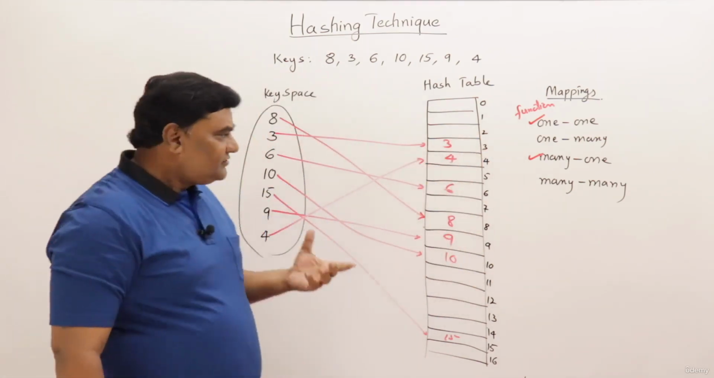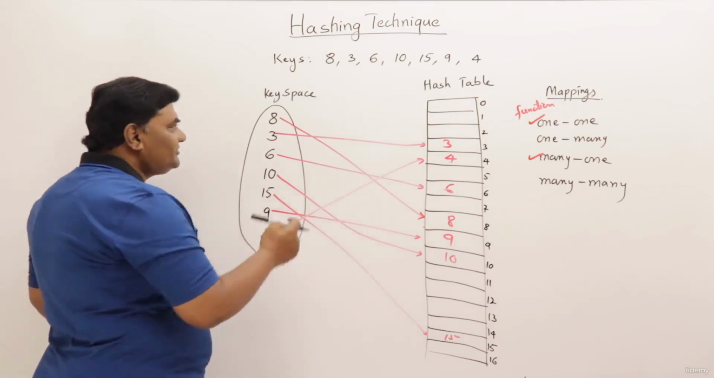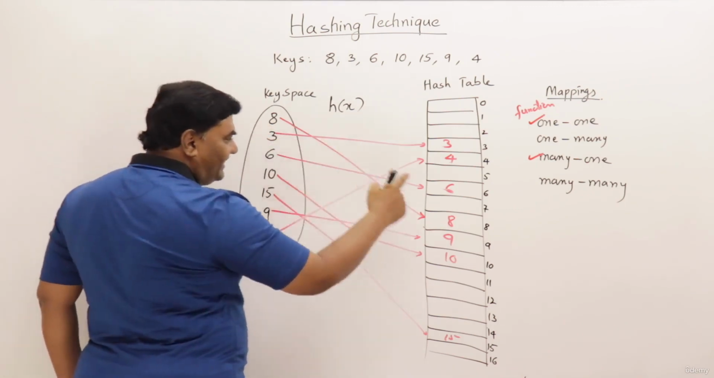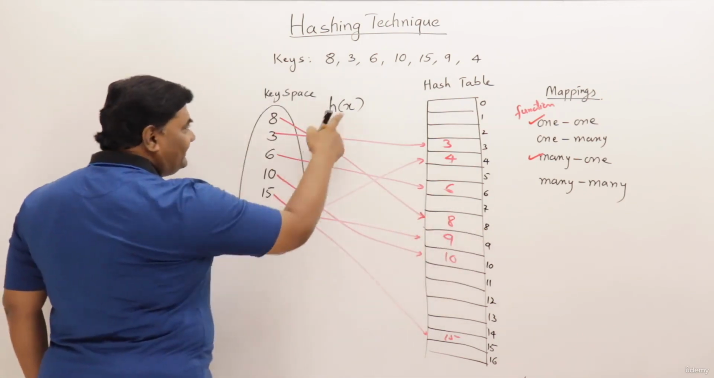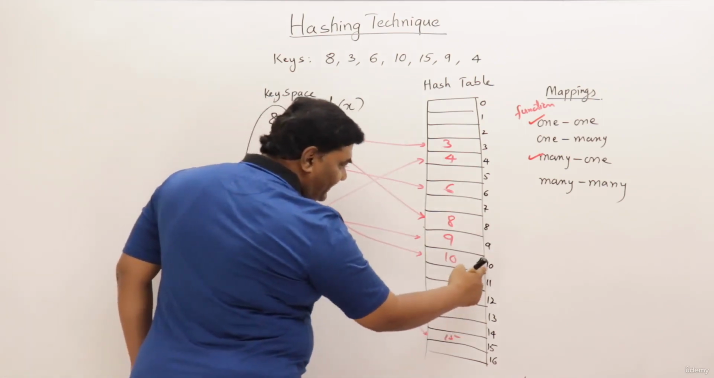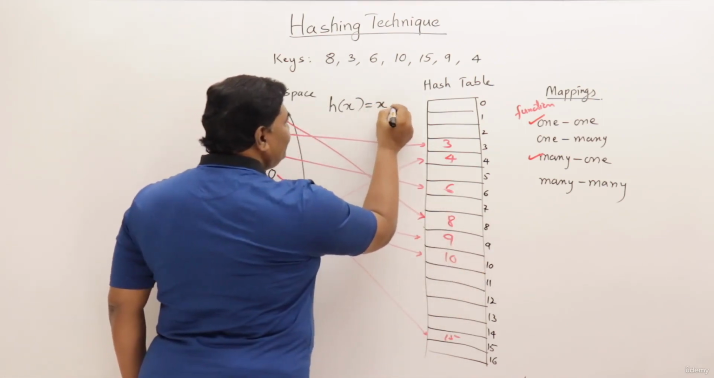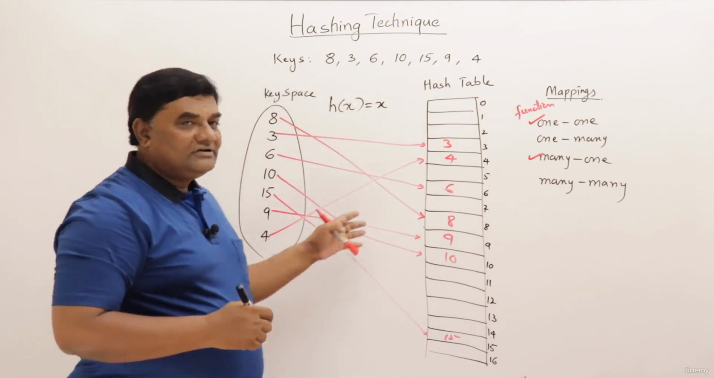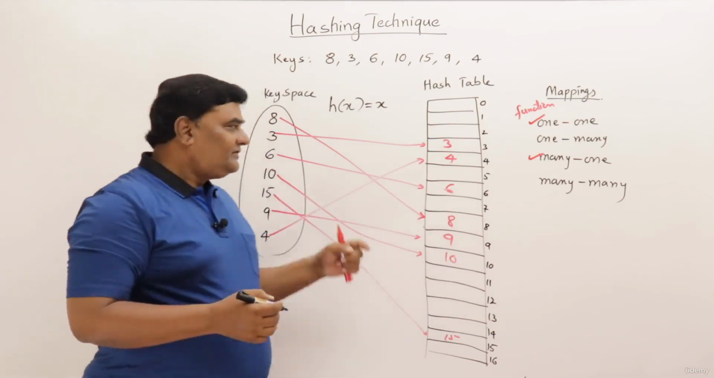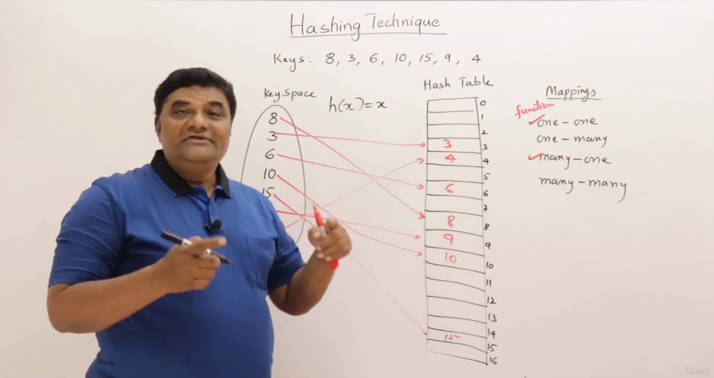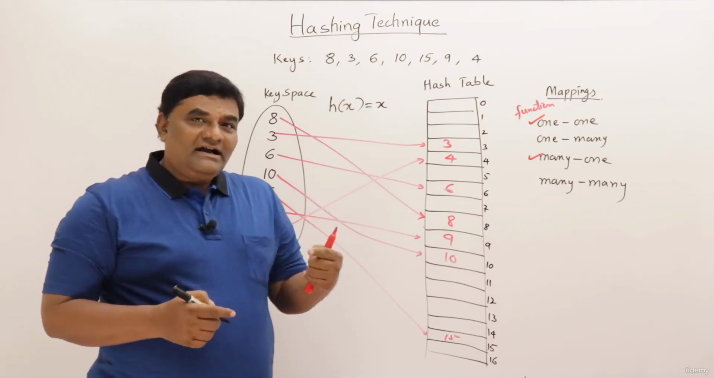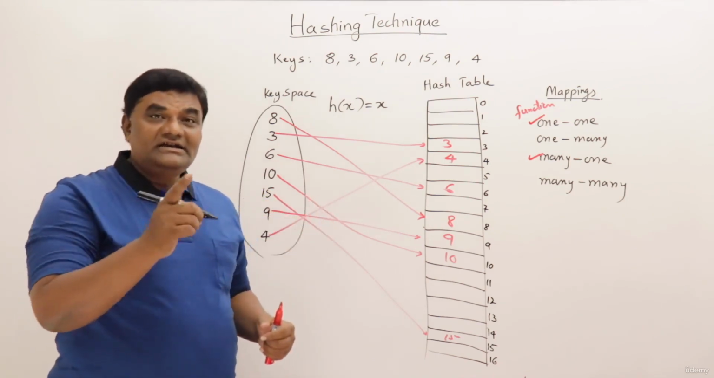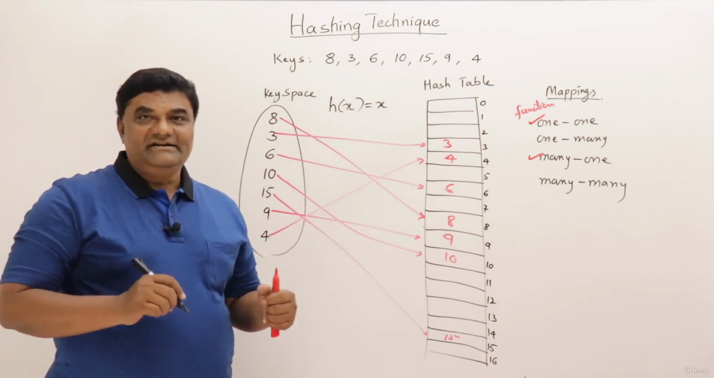So it is called a function. What is the function used here? See, the function h of x, if I give x as 8, then what is the answer? 8. If I give 10, h of 10, the answer is 10. So h of x is equal to x. This is the function used here for mapping keys on a hash table. So we say that we are not storing the elements directly. We are using a hash function. That hash function gives us the index and we store a key at that index given by the hash function. Yes, this is the idea.